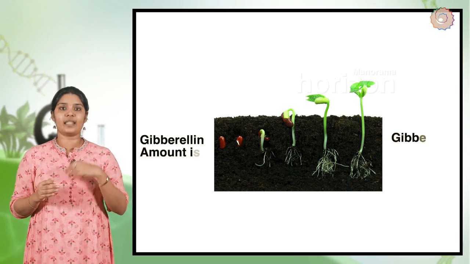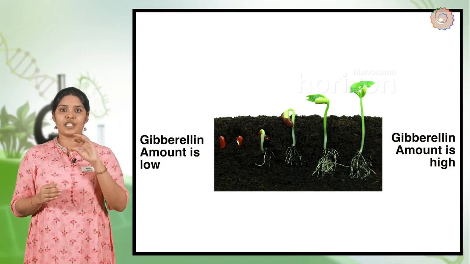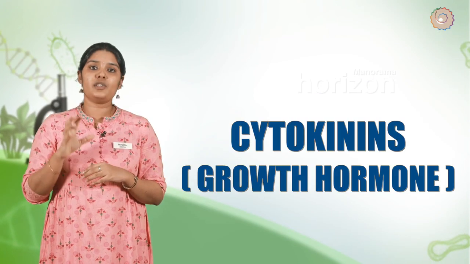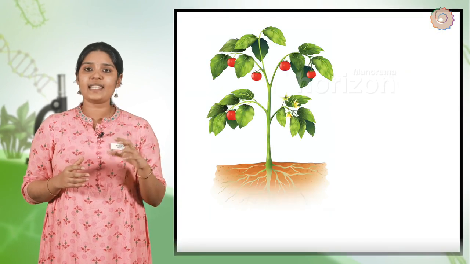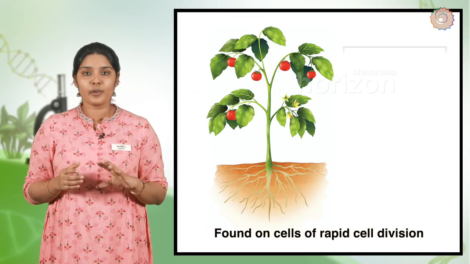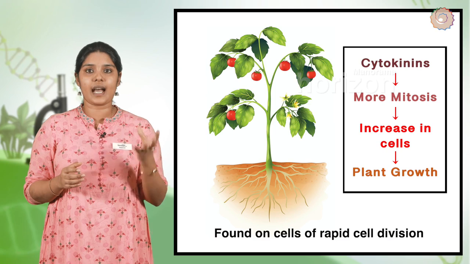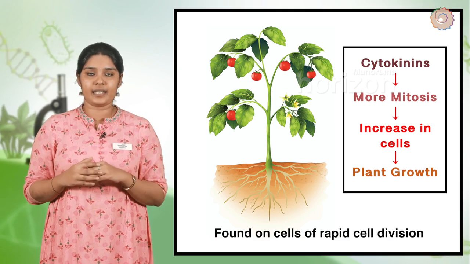Gibberellins. These hormones are responsible for the cell growth in the stem, seed germination and flowering. Cytokinins. They promote the cell division in plants. They also promote the opening of stomata and delay aging in leaves.